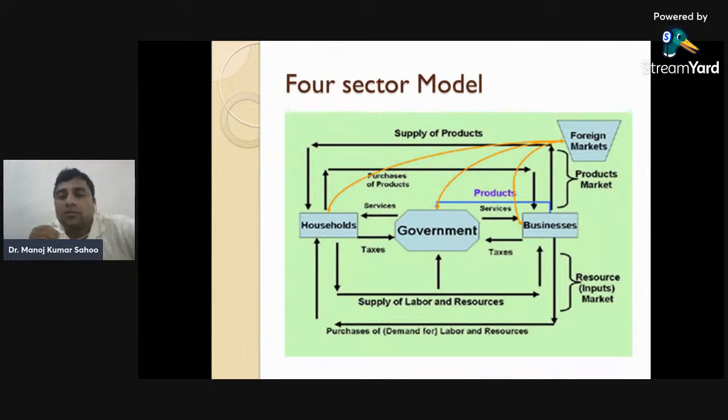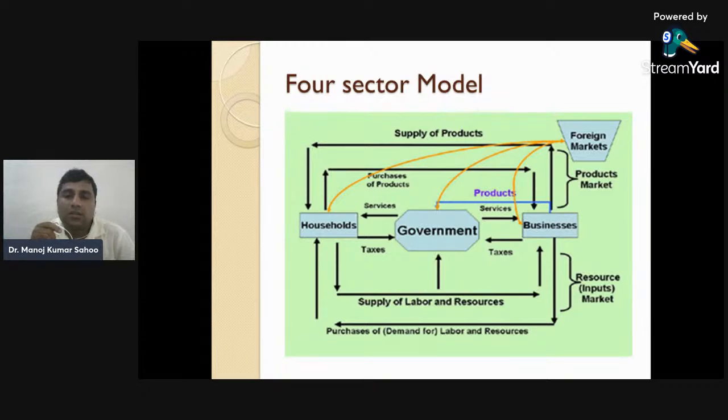Government also takes different types of projects from different types of monetary sources from the foreign countries, and different types of MOUs are signed with the foreign government for the development of the country. So here the government is linked with the foreign market or foreign sector. Business sector is also linked with the foreign for import and export of goods and services to the foreign countries. So here business is also linked.